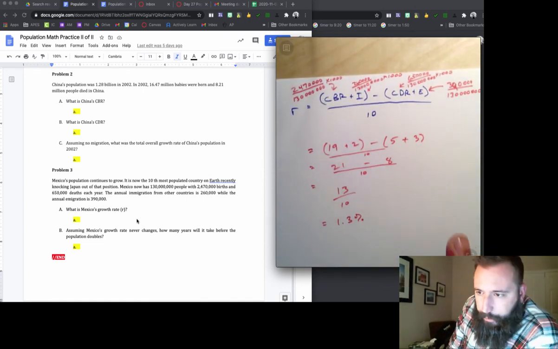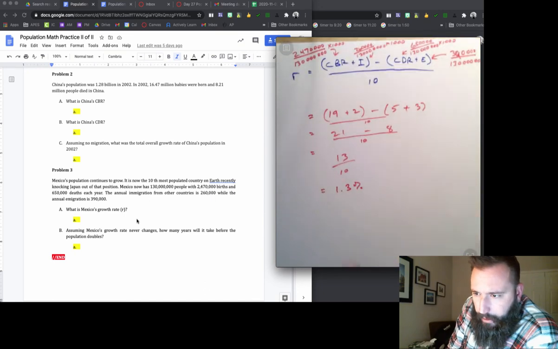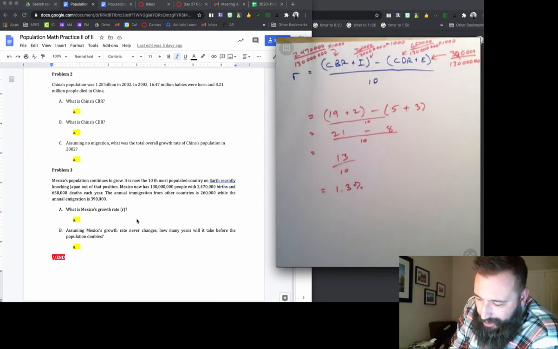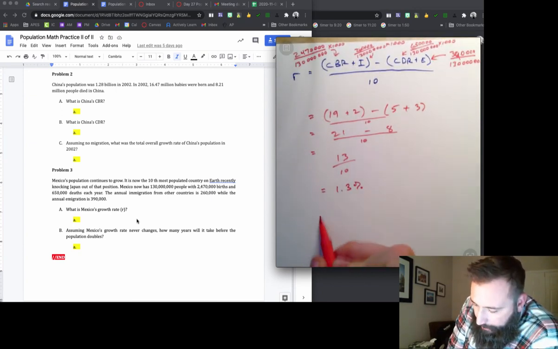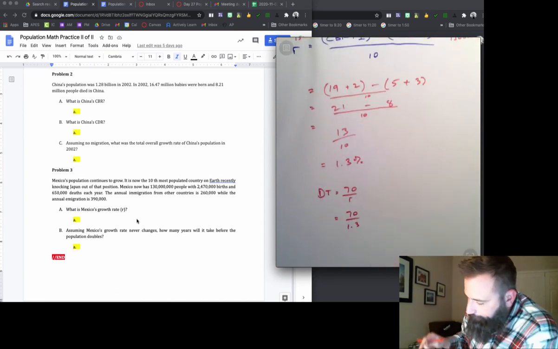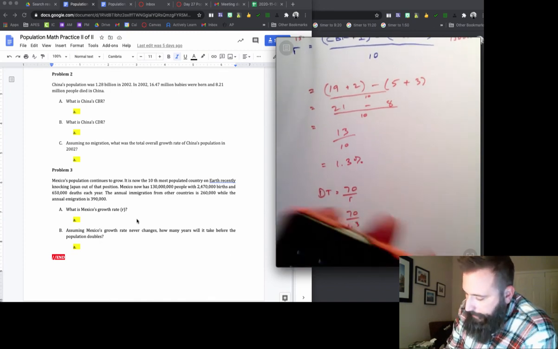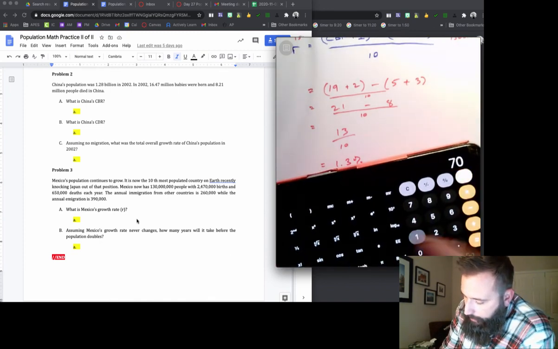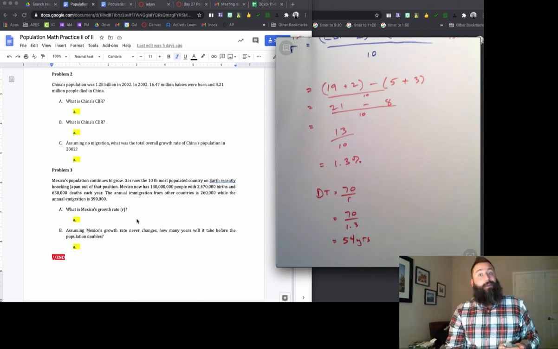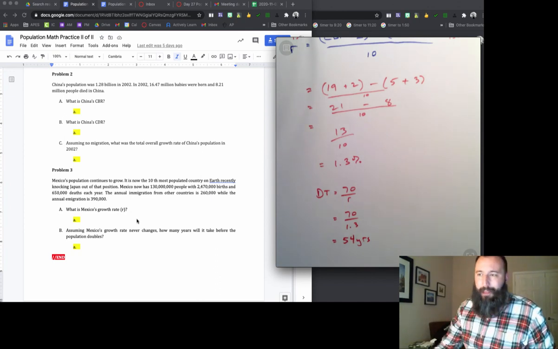Part B of problem 3 asks us, all right, given that percent, that growth rate here, how long before Mexico's population doubles? That's a doubling time question, right? dt is equal to 70 divided by r. R is 1.3. Don't forget for this one, we just drop the percent sign, so it's just 1.3. We'll need a calculator. 70 divided by 1.3 is, go with 54 years. 54 years, and that's how you do problems 1 through 3. Population math practice 2 of 2.